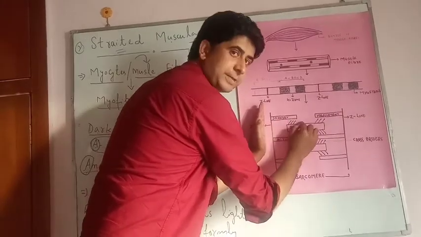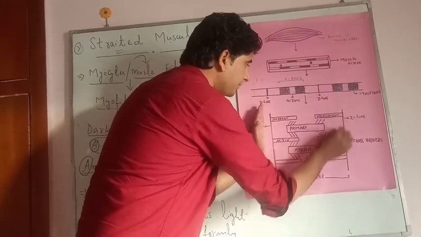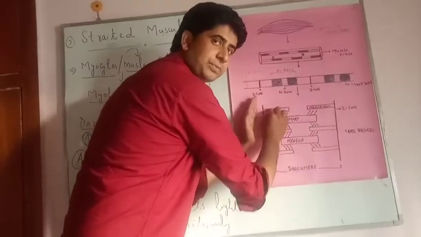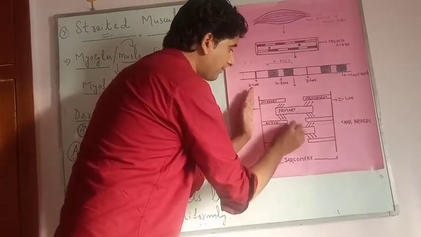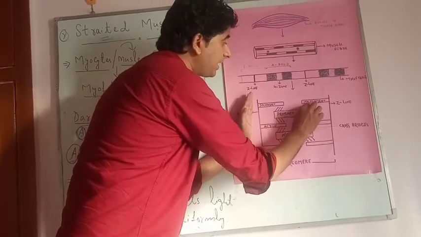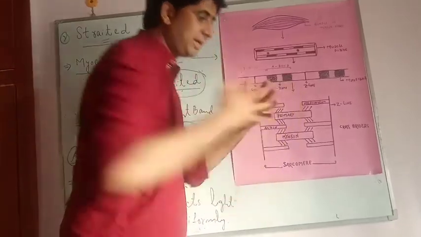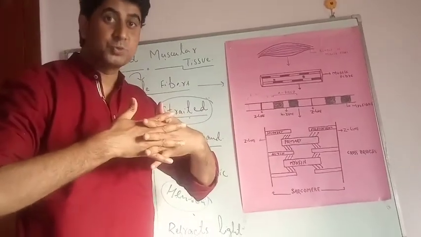Both the secondary myofilaments slide over the primary or myosin filaments upon the cross bridges. They slide inwards during the contraction.